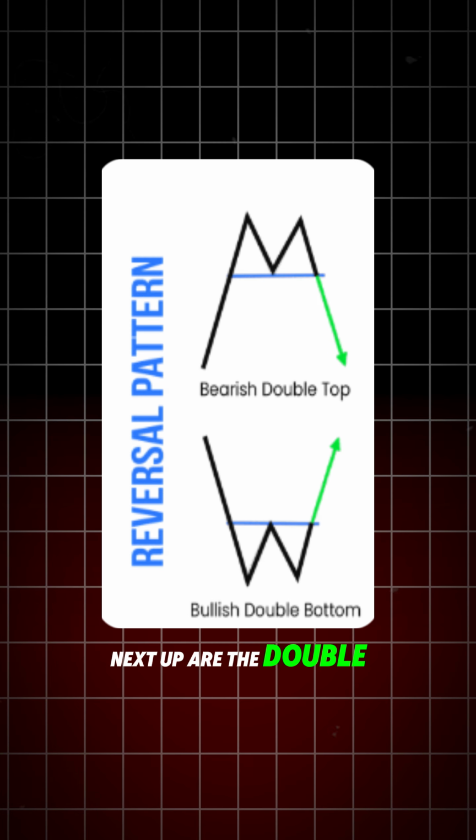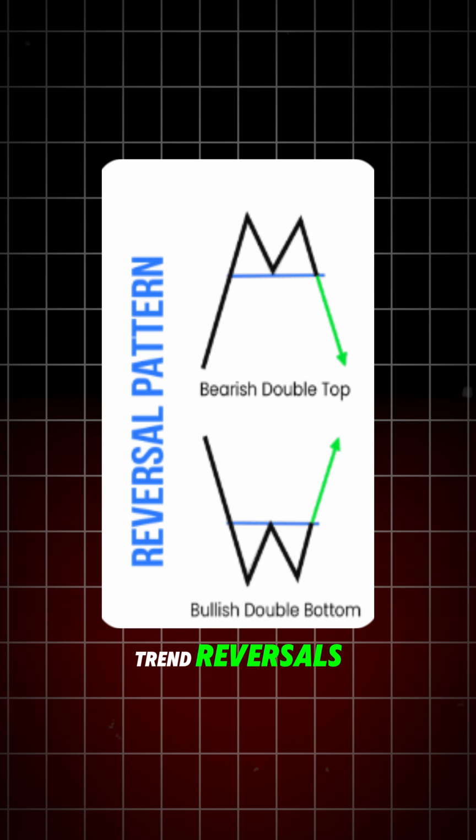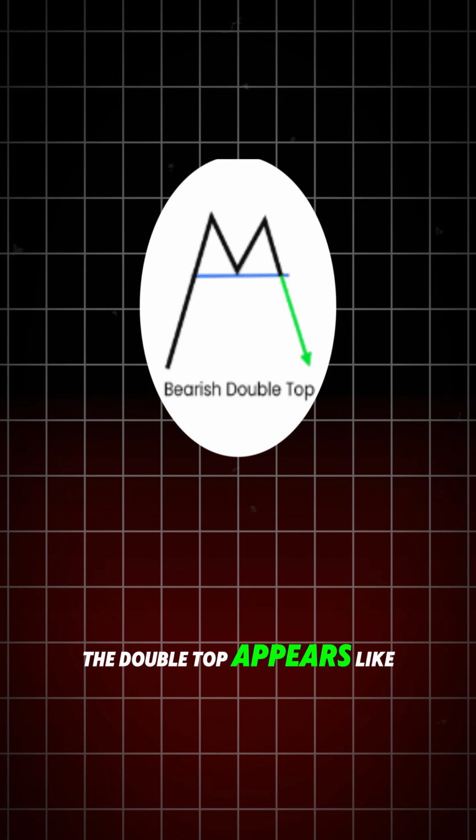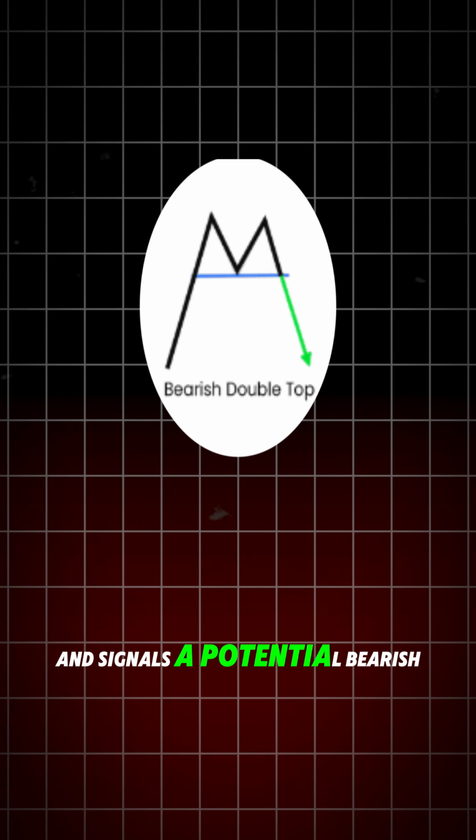Next up are the double top and double bottom patterns. These are great for spotting trend reversals. The double top appears like the letter M. It forms after an uptrend and signals a potential bearish reversal when the price peaks twice and then falls.